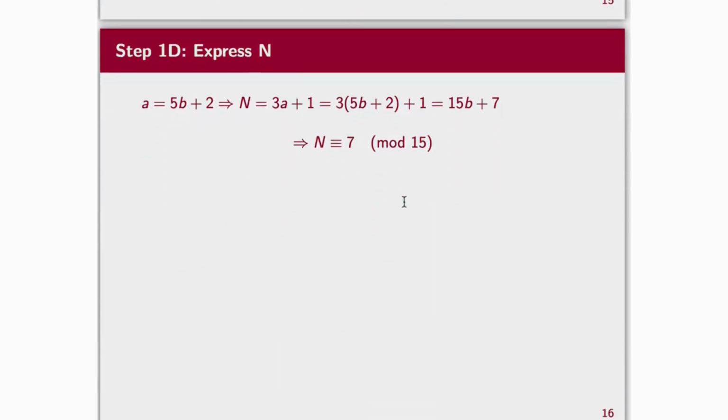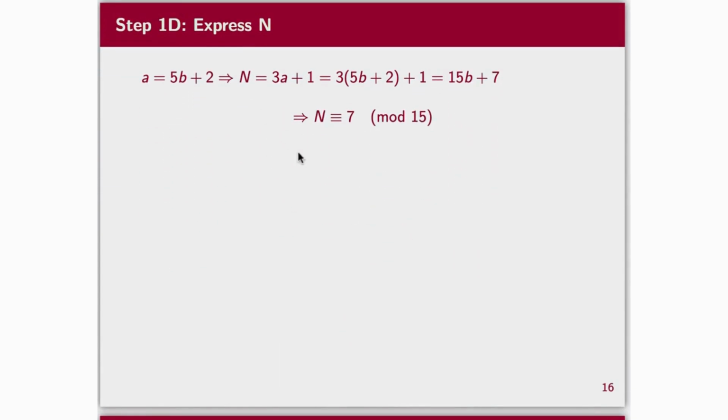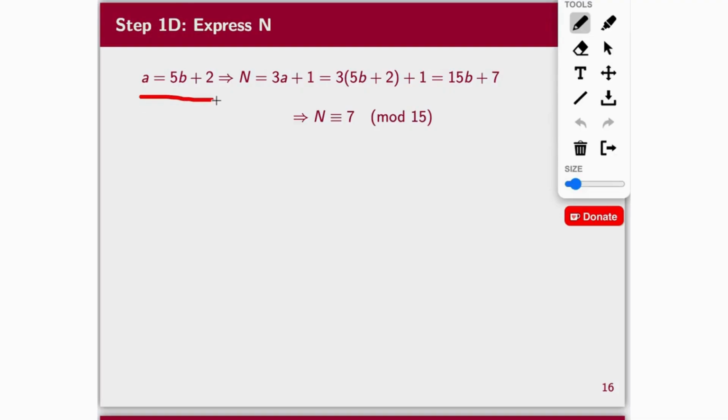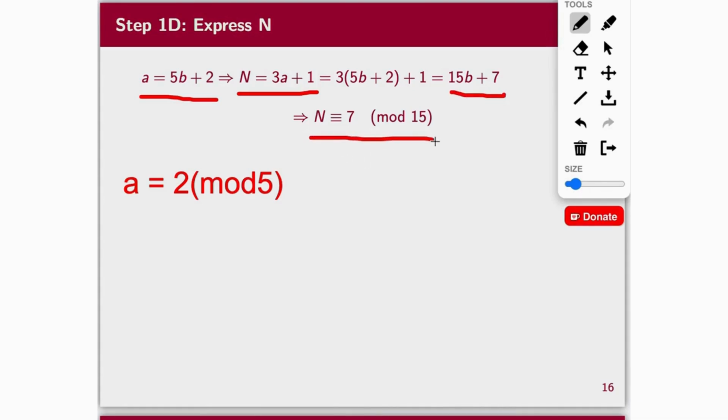Let's move on. So now we would actually have to do something with our values that we got. This right here is what we got: a is congruent to 2 mod 5. Essentially, a is a multiple of 5 plus 2, which is how it's written here. And we would substitute our value that we got for a into our original expression, 3a plus 1. And that would lead us to 15b plus 7, or n is congruent to 7 mod 15 if we use the same logic we used here.